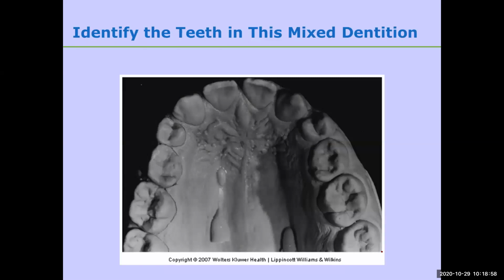So this is what you're going to be faced with when you go into clinic, and you're going to be the one that has to chart what is permanent, what is deciduous, what is there, what is missing, and you're going to be pulling your hair out, especially with the first couple of these that you see.